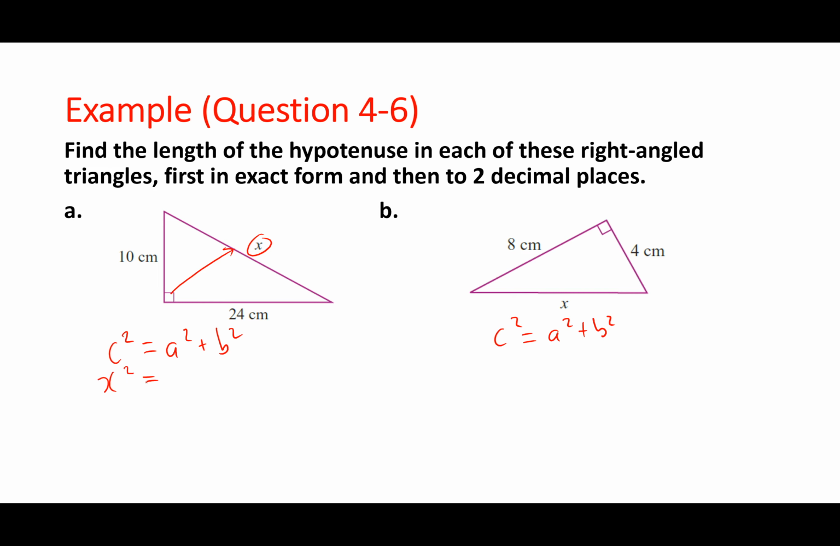Now, it doesn't matter which way I put the 10 and the 24, because when I'm adding two numbers, it doesn't matter which way I do it. Once we've done that, it's now just solving the equation, like the equations we did before the break. So x squared is equal to 10 squared plus 24 squared. What is that equal to? We're going to put it into our calculator.